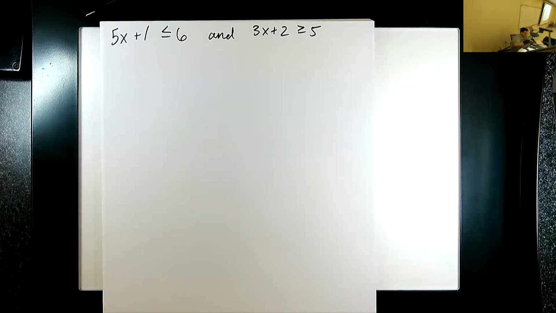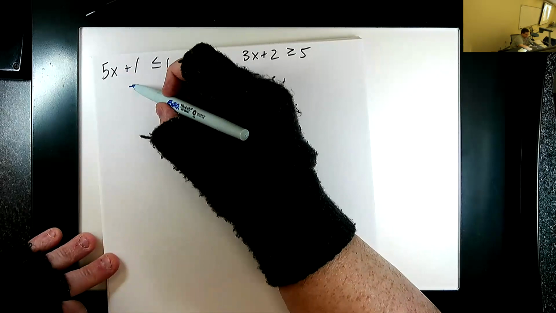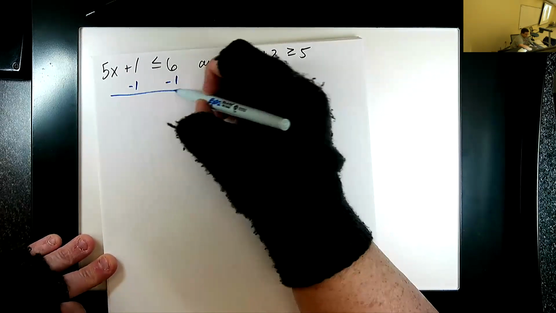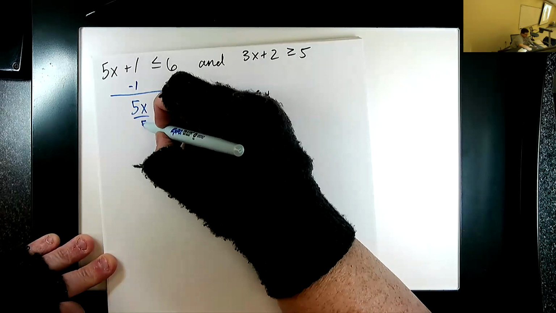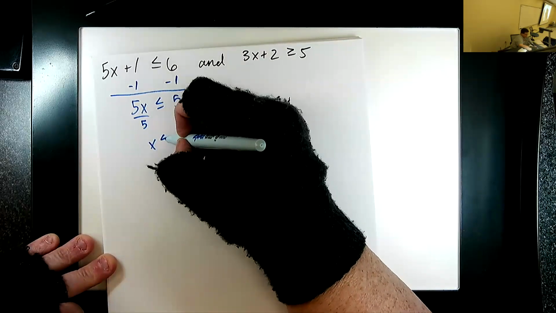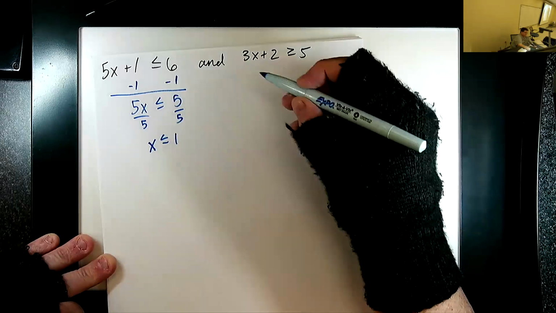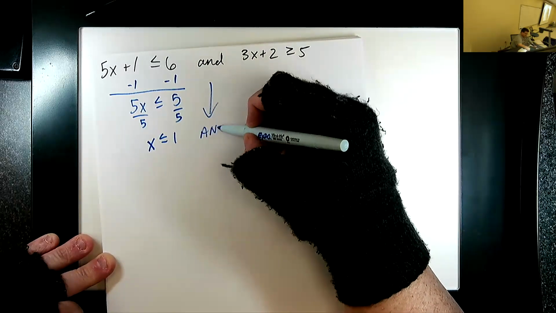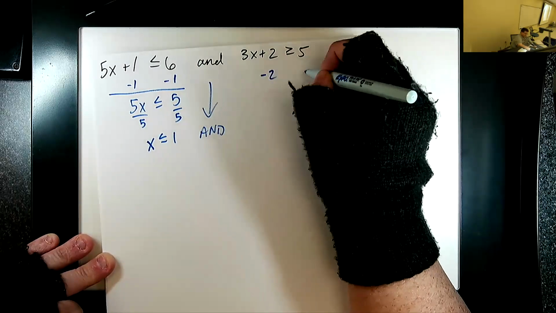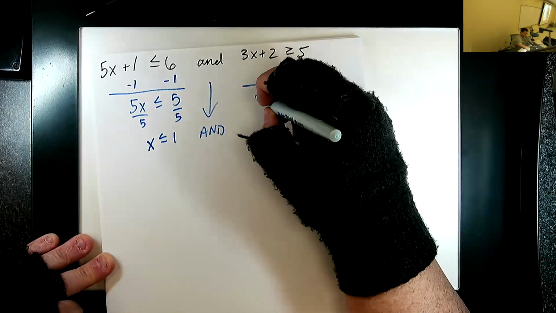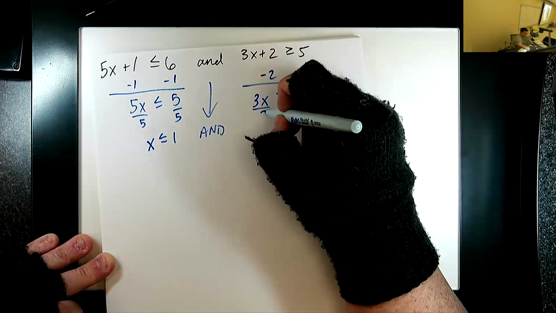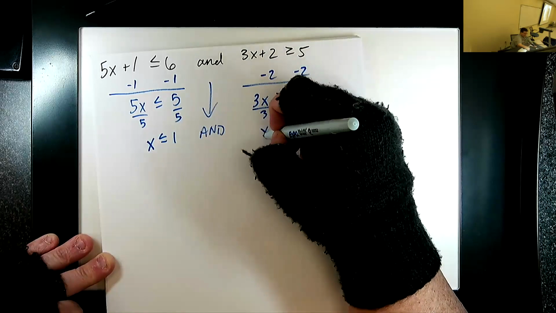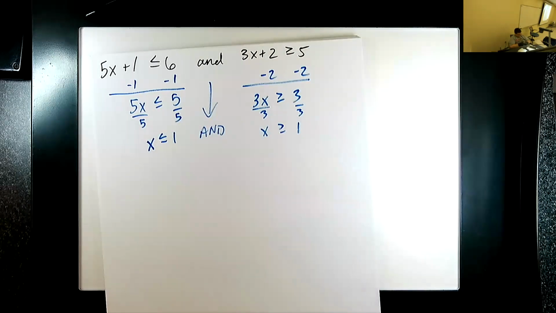All right, let's go through this. I subtract 1 from everything. I've got 5x is less than or equal to 5. Divide by 5, and I have x is less than or equal to 1. And subtract 2 from both sides. I get 3x is greater than or equal to 3. Divide by 3, and I get x is greater than or equal to 1.